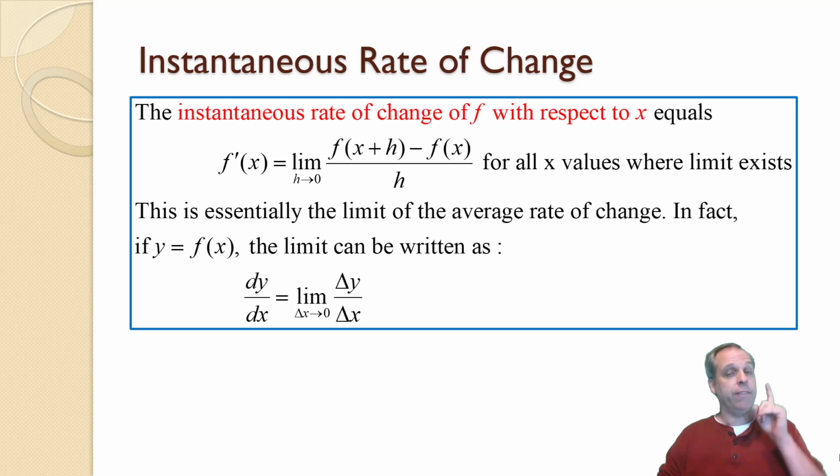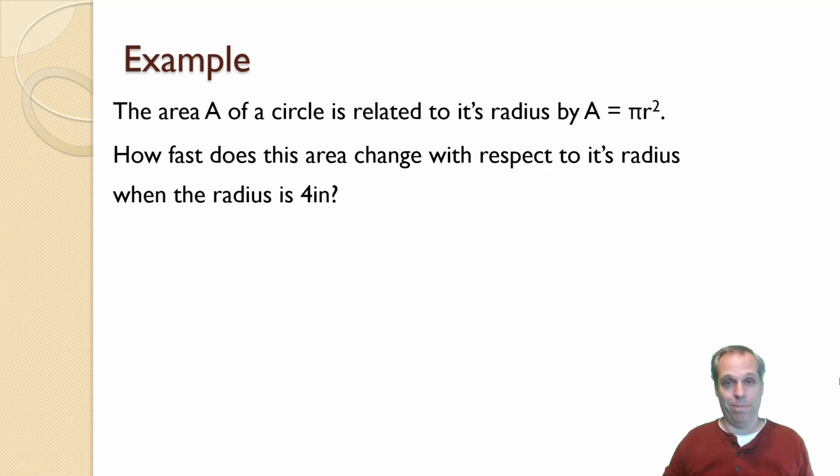In fact, if y equals f of x, then for a given change of x, there has to be a change in y, and the limit of the ratio of the change in y over the change of x as the change of x goes to 0 is just the derivative dy/dx. This nice notational connection between dy/dx and the change in y or the change of x is kind of useful for rate of change problems. So let's just do an example.